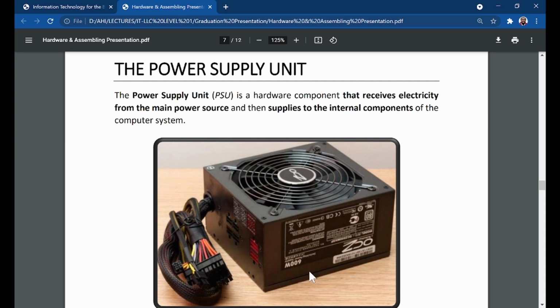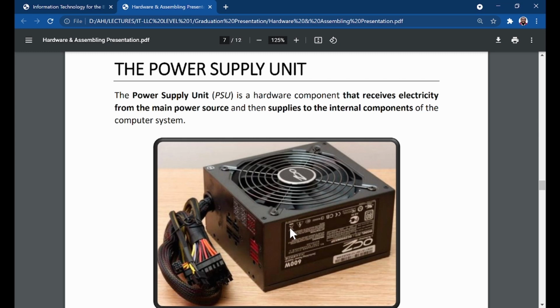First of all, it receives power from the main power source, the main electricity running in your building. It receives power from there through a cable. So it has a power socket and it receives electricity from the main source by plugging it in the wall outlet and connecting the cable to the power socket on the power supply unit. When you do that, you provide power first of all to the power supply unit.